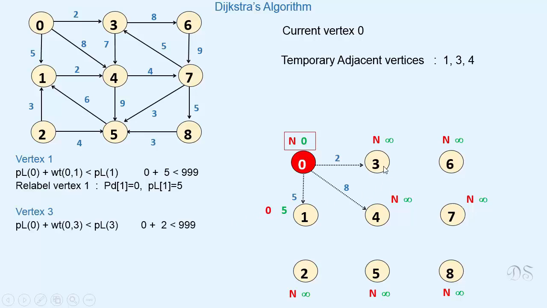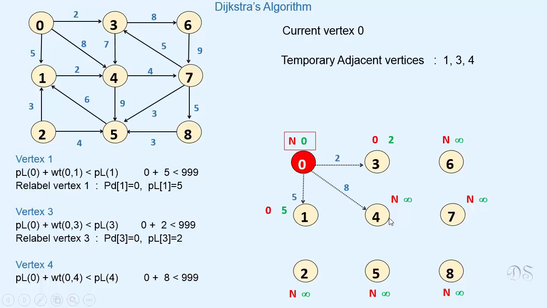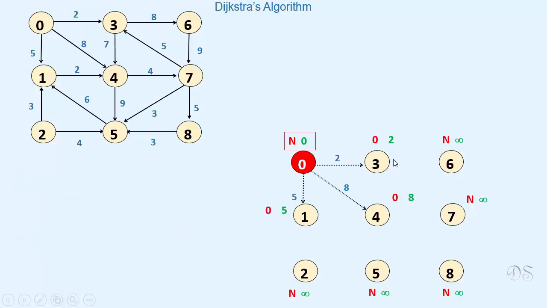Next we take this vertex 3. Path length of vertex 0 plus weight on this edge is less than path length of vertex 3. So we'll relabel this vertex. Now 2 is the path length of this vertex 3 and 0 is its predecessor. Similarly, we'll take this vertex 4 and it will be relabeled. Now from all the temporary vertices, we have to choose the vertex that has minimum path length. This vertex 3 is the vertex with the minimum path length. So we'll make vertex 3 permanent.